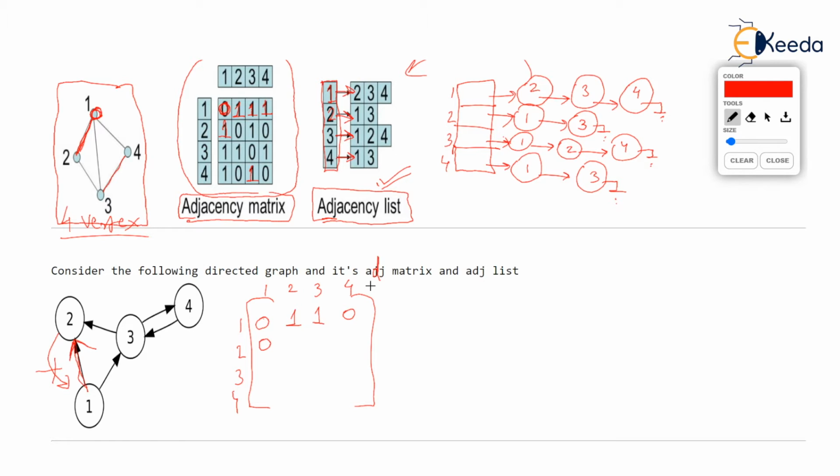There is no edge from 2 to 2. 2 to 3, you observe, is absent. There is no edge from 2 to 3. And there is no edge from 2 to 4. So the entire second row is 0.